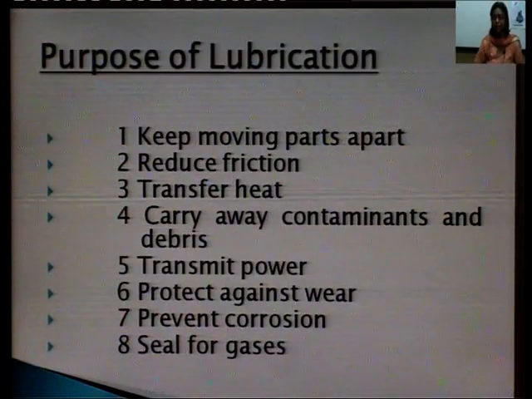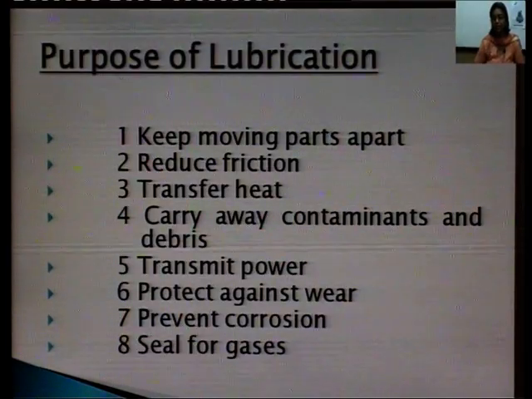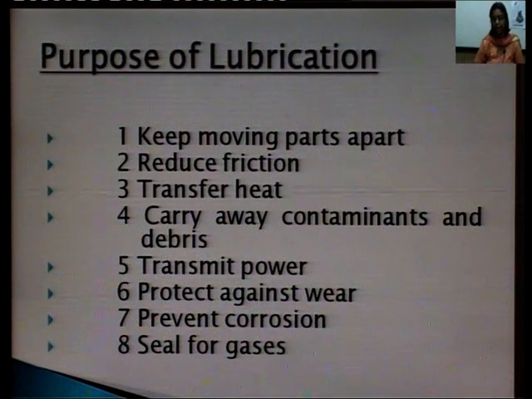Seventh is prevent corrosion. So, there are dust particles, moisture in the air, and the machine is mostly made up of iron and steel. So, when these things meet with each other, they cause corrosion of the machine, and we want to prevent that corrosion. That is why we use the lubricants.